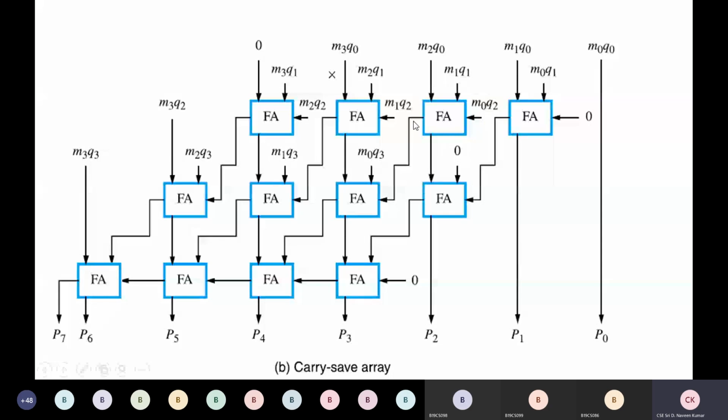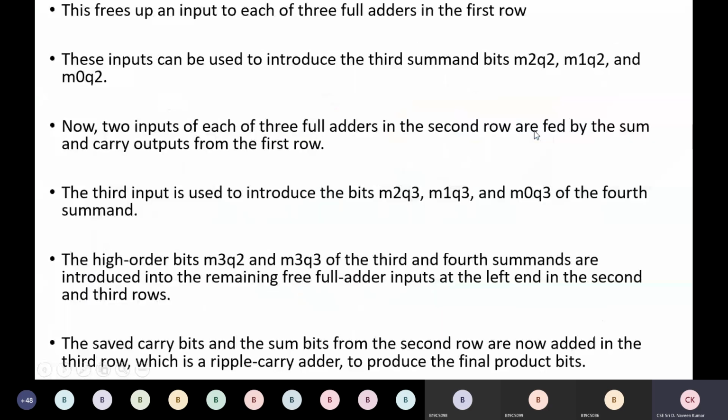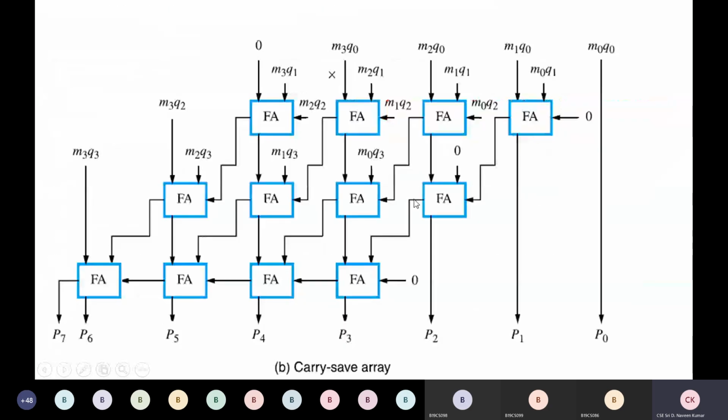So this is the carry save addition hardware. This is the important hardware implementation of this one. Here look at the carries: the carries propagate like this, to the next level. Next level. These are carries.